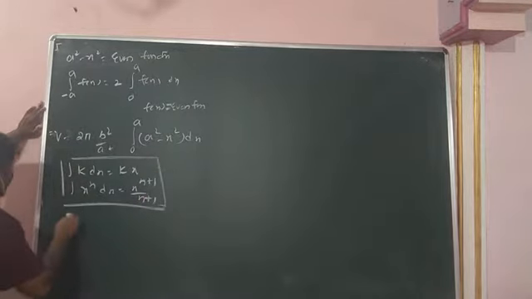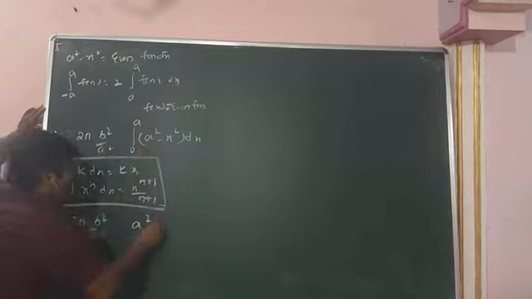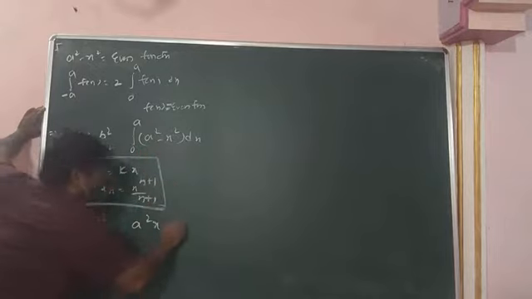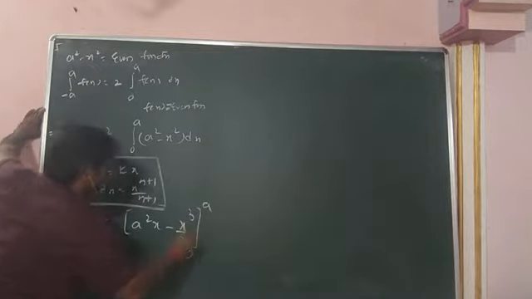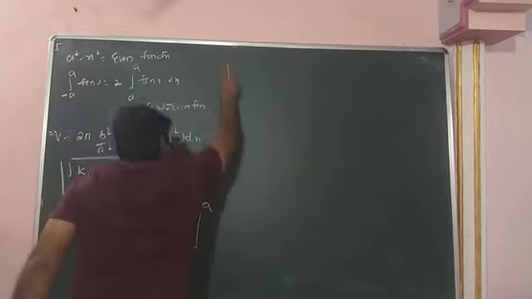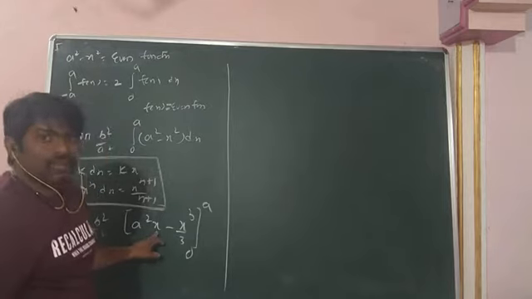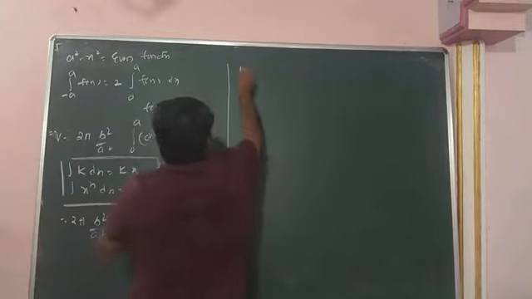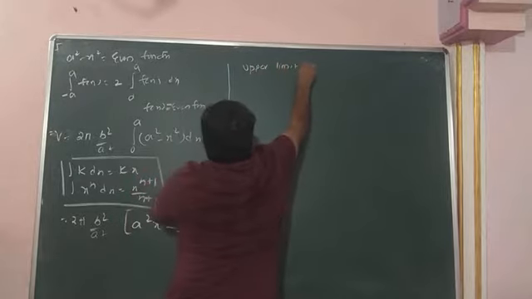So therefore we get 2 pi into b square by a square into, after integration, a square into x minus, for x square, x cubed by 3. The limits are 0 to a. We write it as upper limit minus lower limit. So substitute upper limit minus lower limit.